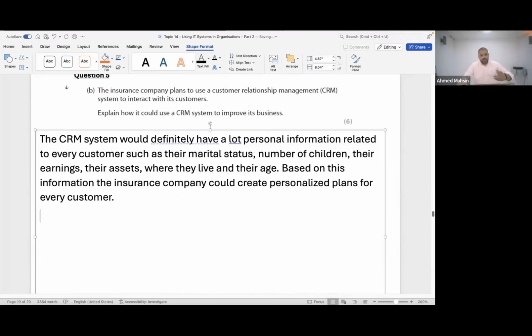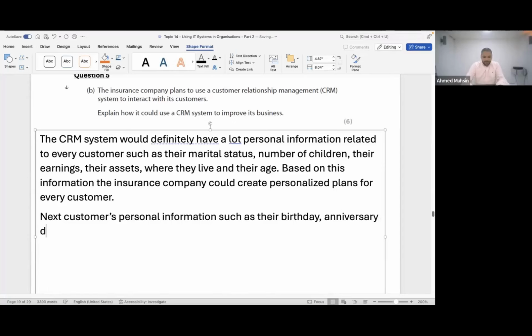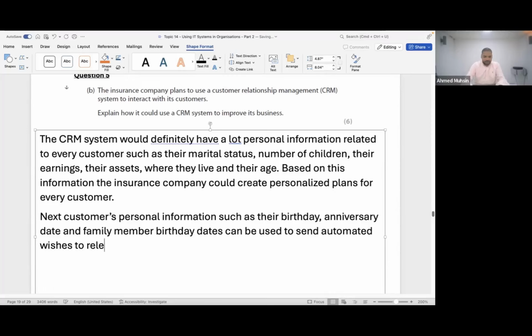So these are ways that you can impress your customer. You can then go on to say, next, customers' personal information such as their birthday, anniversary date, and family member birthday dates can be used to send automated wishes to relevant customers via email, post, or SMS, thus increasing customer satisfaction. You're making them happy.